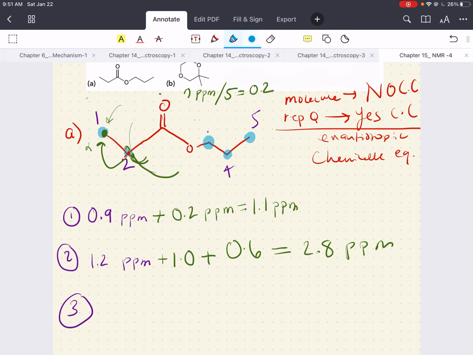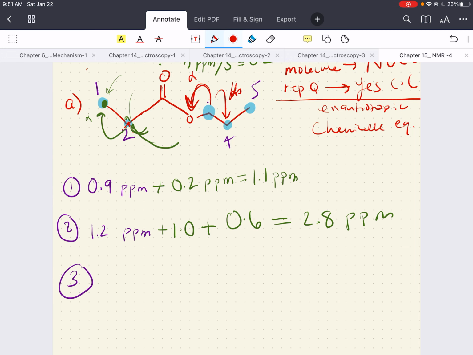Awesome. Now we're going to look at position 3. Here are the alpha positions. There's nothing in the alpha position on this side, but look over here, we have our ester right here. So this is a methylene group, 1.2 ppm plus 3. This is going to give us a signal at 4.2 ppm.